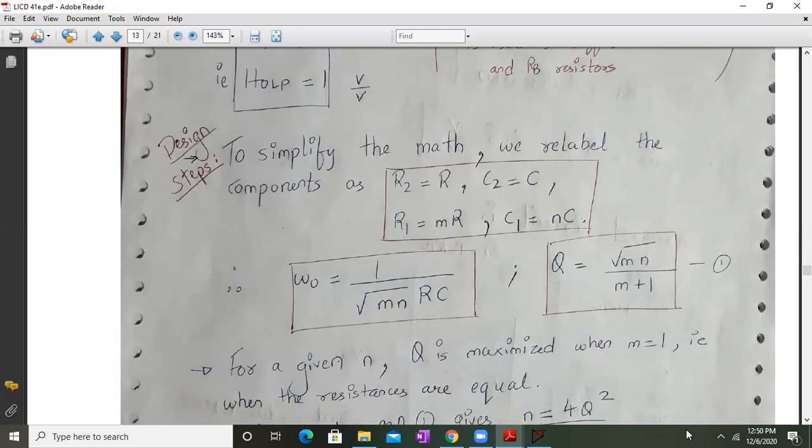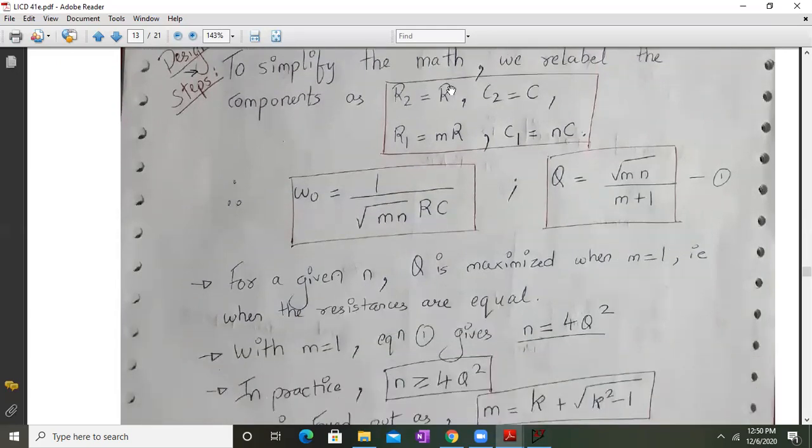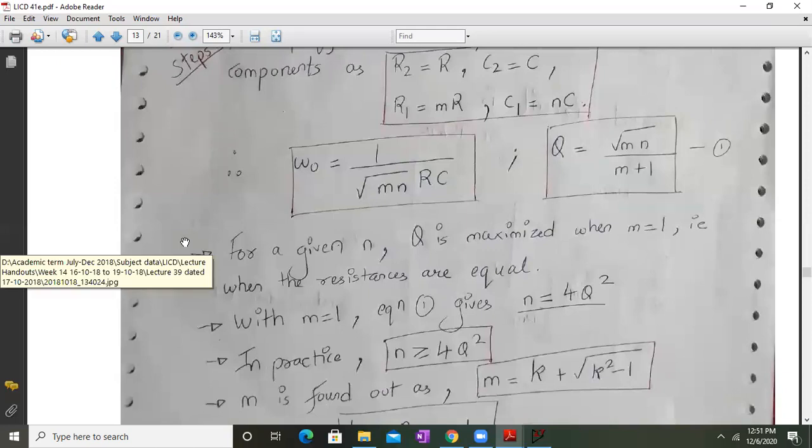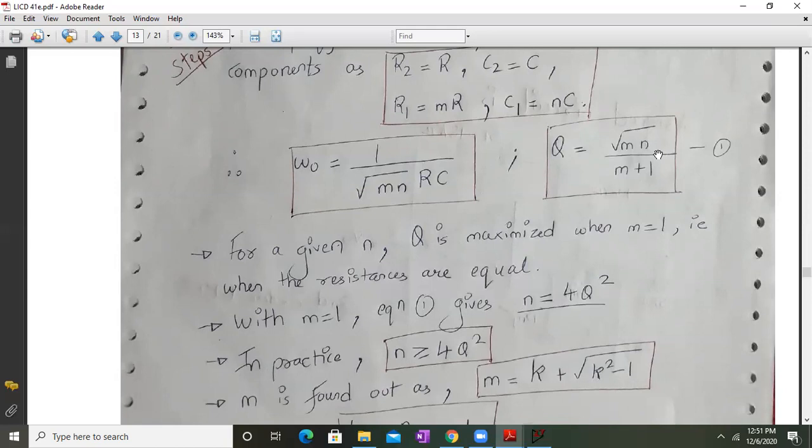For a given value of N, Q is maximized when M is equal to 1. M equal to 1 means all the resistors are the same, so the design becomes equal component design then. For a given N, Q will be maximized when M is equal to 1. That is what we have to take care of. When M is equal to 1, all the resistances are equal. When N is equal to 1, all the capacitors are equal. So with M equal to 1, we will get the form in terms of N.